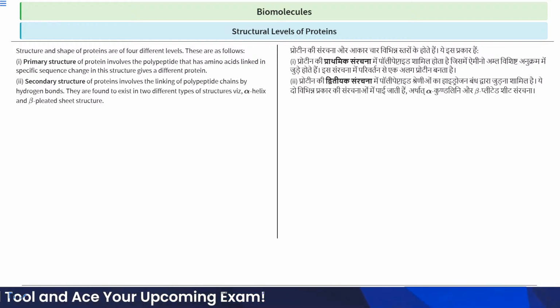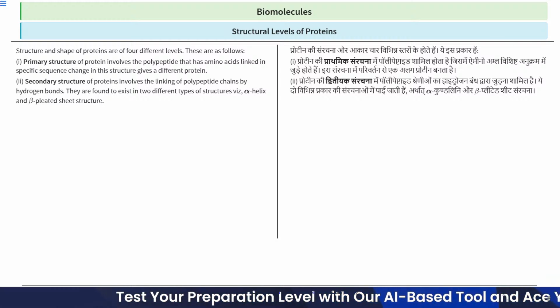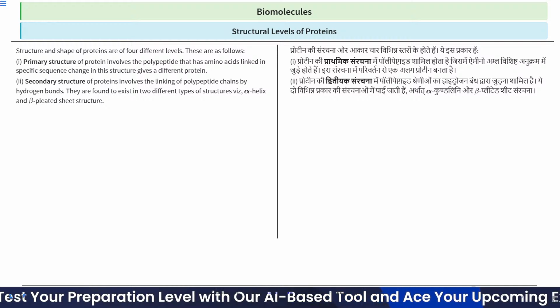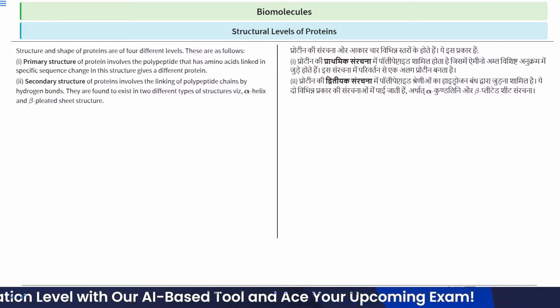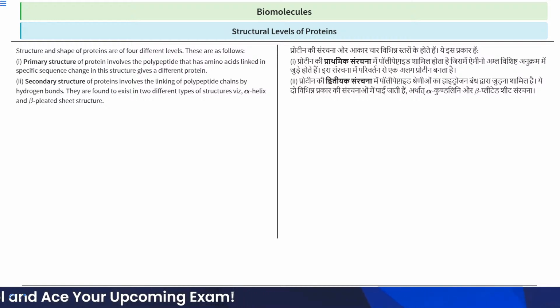Second one is secondary structure. Secondary structure of proteins involves linking of polypeptide chains with the help of hydrogen bonds. They are found to exist in two different types of structures, alpha helix and beta pleated sheet structure.